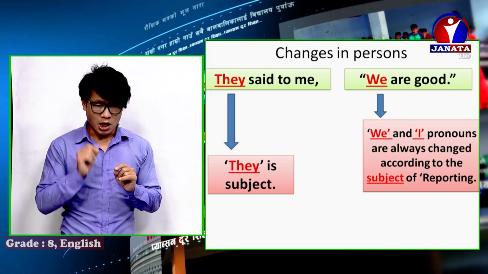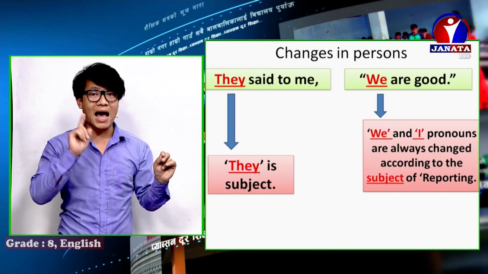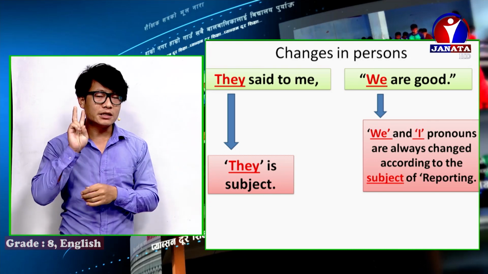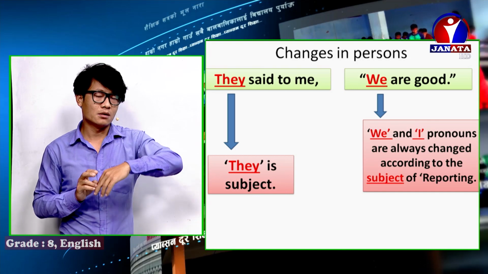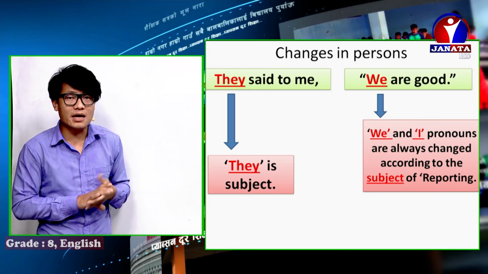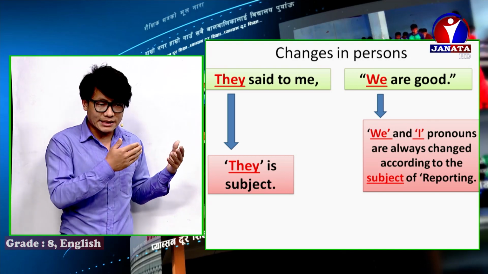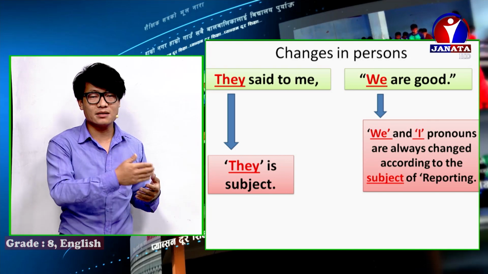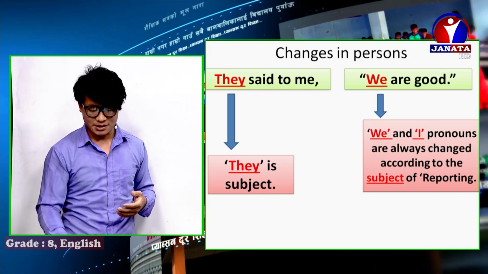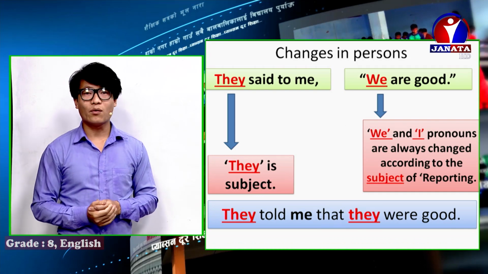Remember this. You pronoun is changed according to the object, but I and we pronouns, these two pronouns are changed according to the subject. What is the subject there? The subject is they. They say to me, we are good. So this is direct speech. Now let's change this sentence into indirect. So how to change? They told me that they were good.